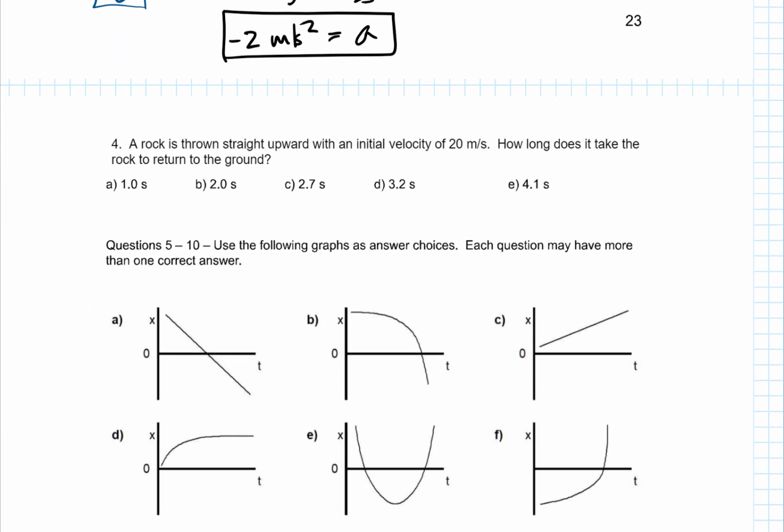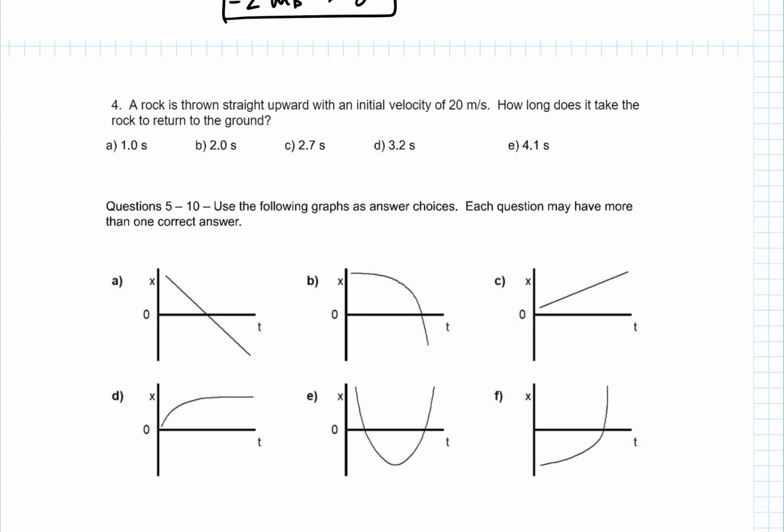Oh, one snuck in. A rock is thrown straight upwards with an initial velocity of 20 meters per second. How long does it take the rock to return to the ground? All right. So our initial velocity is 20. It's going to return to the ground. This is a little advanced. If you can follow with it, great. If not, fine. So returning to the ground means that my delta x is equal to 0. I come back to where I started.